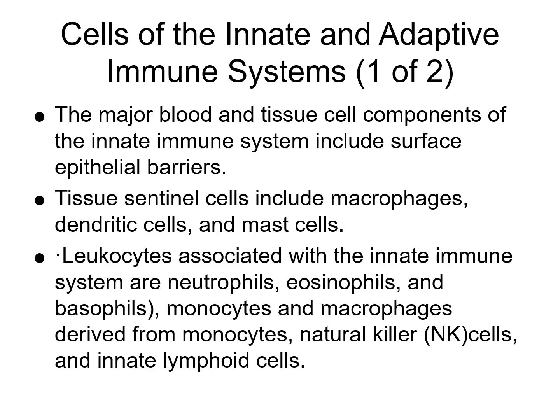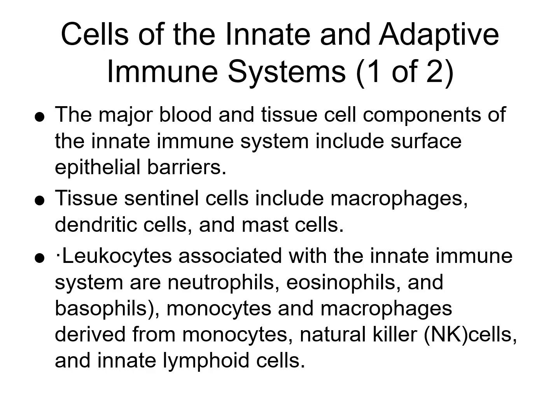Some major types include macrophages. These actually will engulf and destroy pathogens, and they can also help activate other immune cells. Dendritic cells can capture pathogens and present antigens to adaptive immune cells. These are an important link between innate and adaptive immunity.